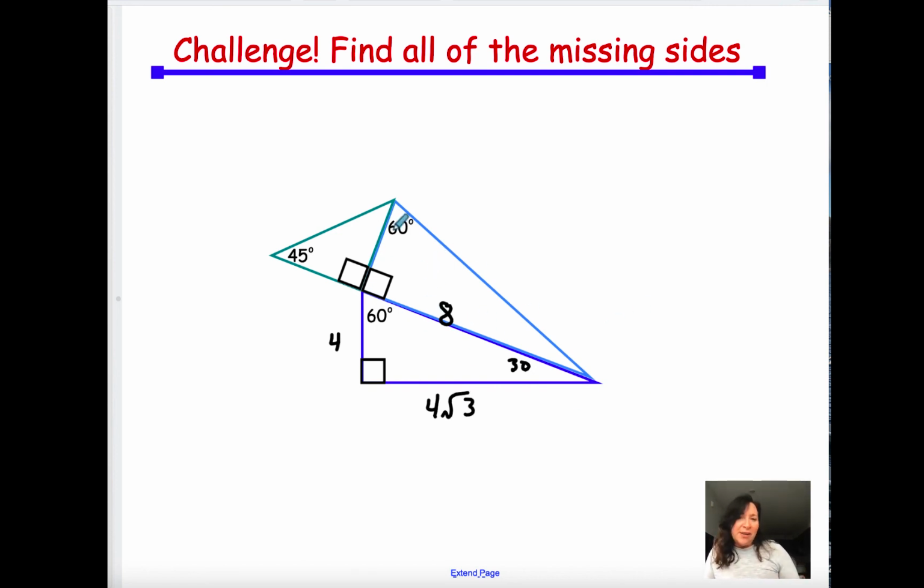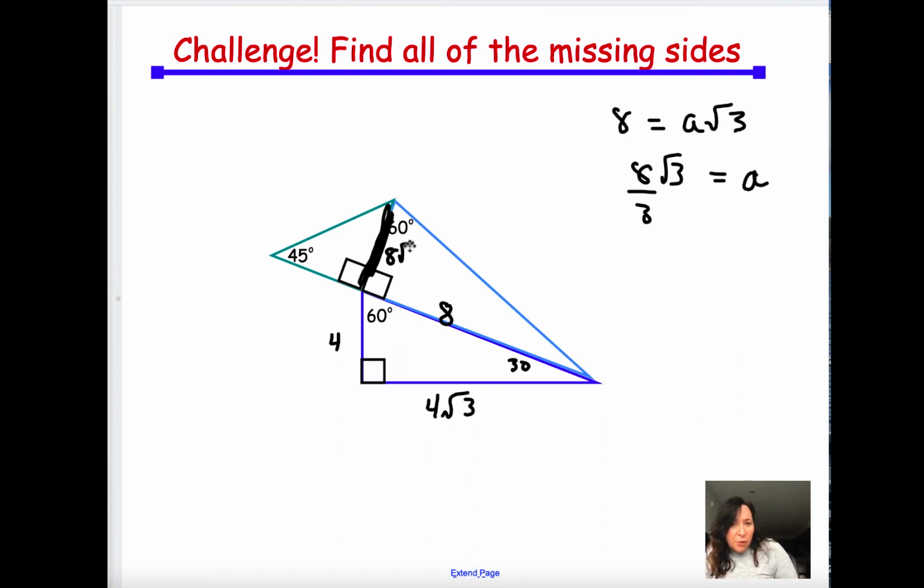The tricky part is right here, because remember, across from the 60 is your a root 3. So we have 8 is equal to a root 3. So that means a is equal to 8 divided by 3 and multiplied by root 3. Which is fine. It's just this value right here. So that value is 8 root 3 divided by 3. Also, 8 root 3 divided by 3. This value here is double that, so times 2 would be 16 root 3 divided by 3.